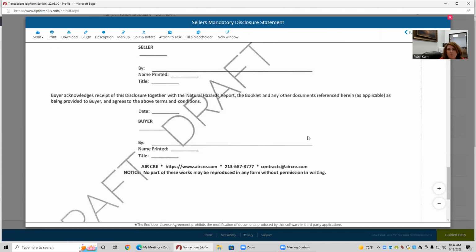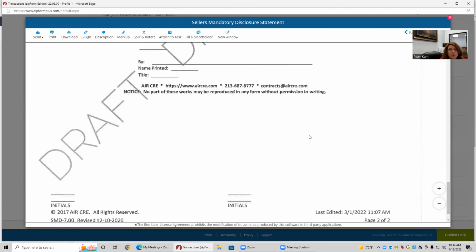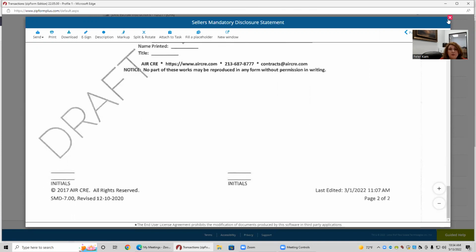So get your commercial NHD report ordered sooner rather than later, because you want to be able to provide this right away. I would say on opening of escrow, because if there's anything in there the buyer doesn't like in the natural hazards, you've supplied it to them right away.